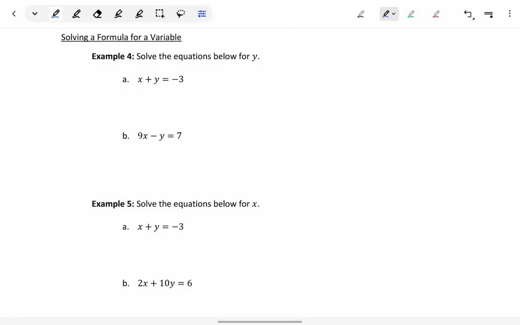In addition to solving an equation and finding the number or numbers that make that equation true, we can also look at solving an equation for a variable. So in example 4, we want to solve both of the equations below for y. That means that we want to end up with, in each case, an expression where y is set equal to some other expression on the right-hand side. So everything that's not y needs to be moved to the other side of the equation. Any coefficient in front of y needs to be eliminated.